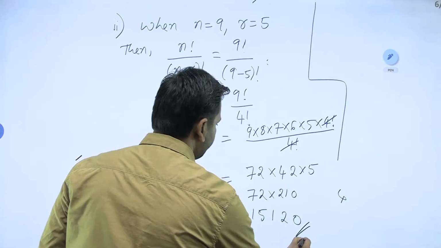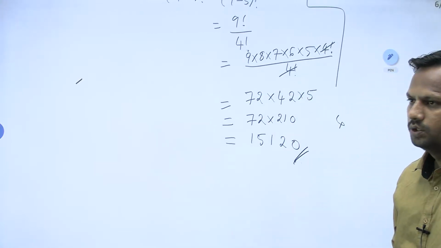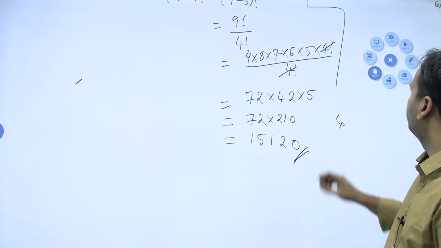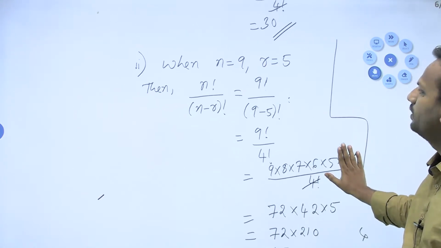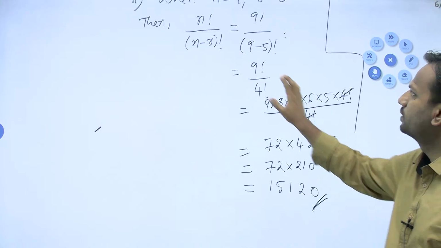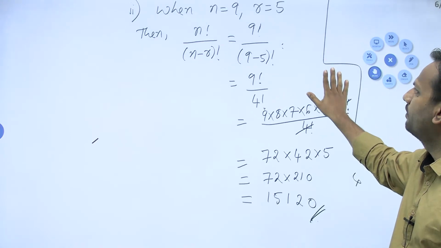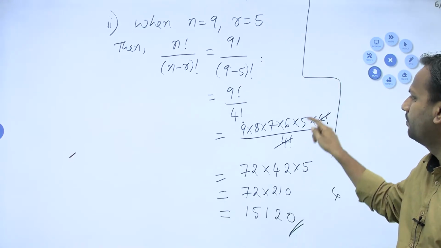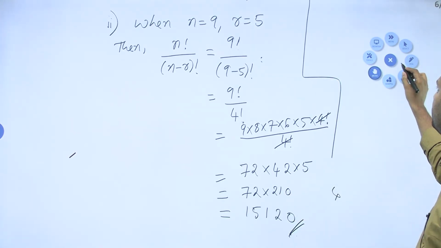Got it, students? Just multiply the things and we will be getting the answer. So this is the value of the quantity n factorial divided by n minus r factorial whenever n is 9 and r is 5. Simply substitute here, multiply the things, and you will get the answer 15120. Got it, students, now?